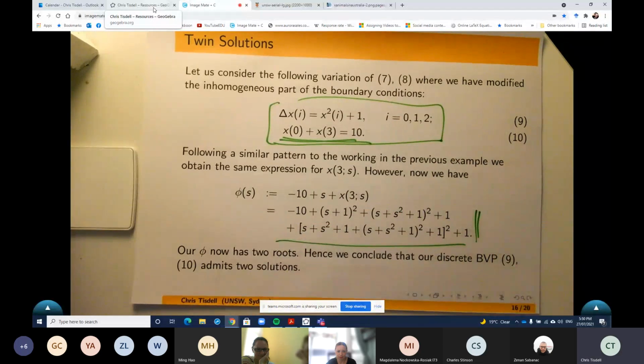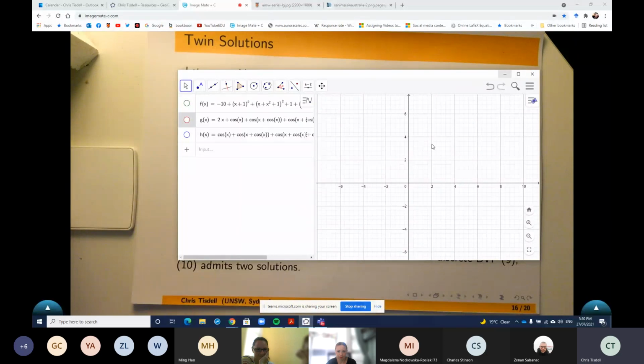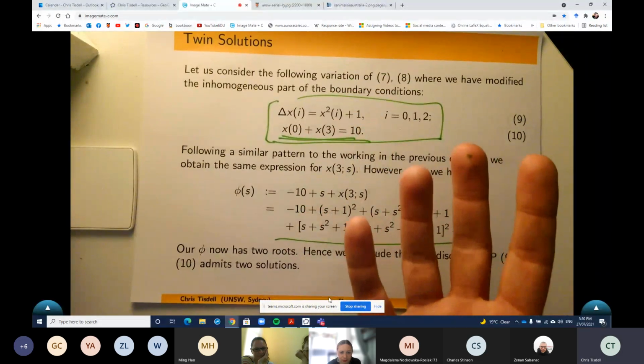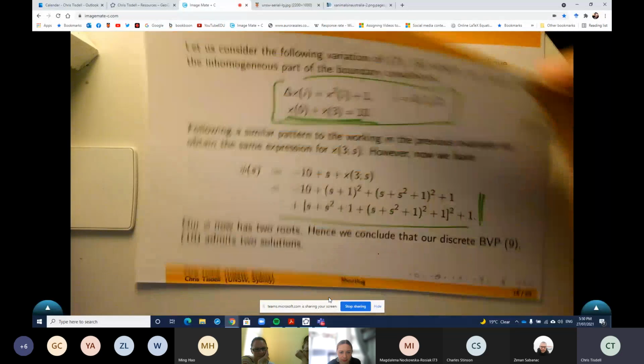And what you can do, let me see if I can bring this up on the screen. Can you see my graph now? Yep. So this is just GeoGebra. So you can see, oh, there's 2 solutions there. So the original boundary value problem has exactly 2 solutions. Okay, I feel like I'm on a roll.